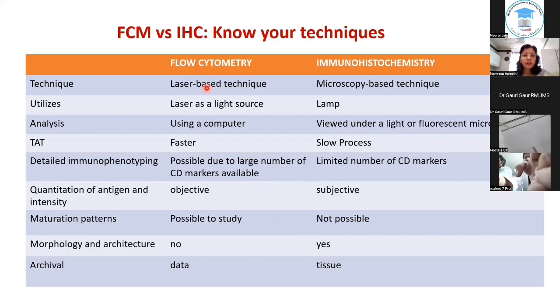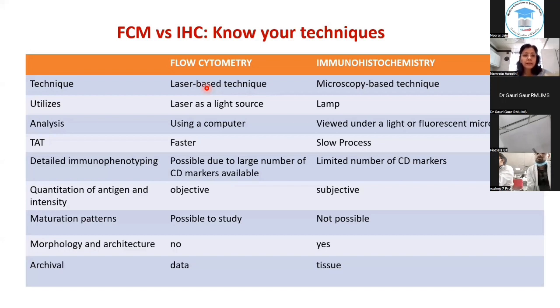Flow cytometry's biggest advantage is that it has a short turnaround time. It is a faster system. You get the sample in the morning, and by evening, you know which kind of leukemia or lymphoma you're handling. IHC will take 2 to 3 days. Detailed immunophenotyping is possible by flow cytometry, mainly because there is a large number of CD markers available now. In IHC also, we can do a large number of CD markers, but it is much less as compared to flow cytometry.